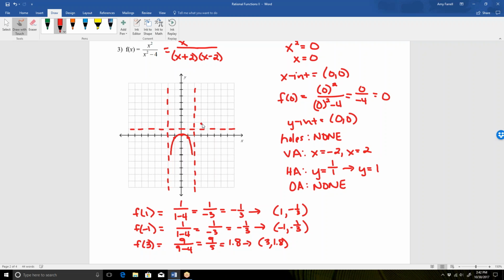It'll be up here. You know what? If I plug in -3, I'm going to get the same thing. I'm going to get that 1.8 again. So this is where I can show you. I mean, right away I can see that the curve is going to be up above.